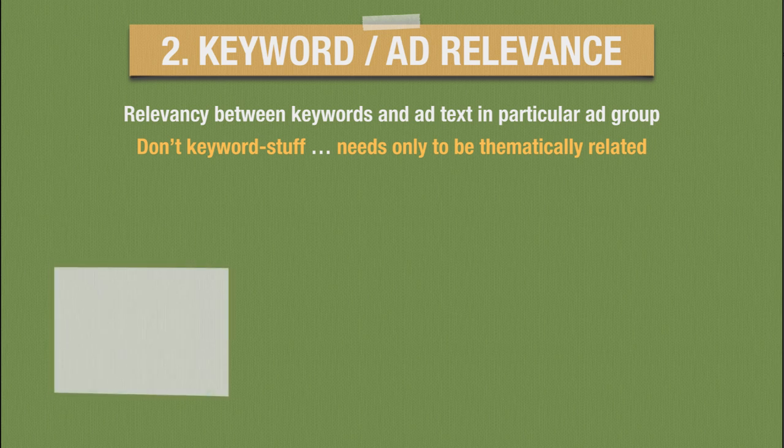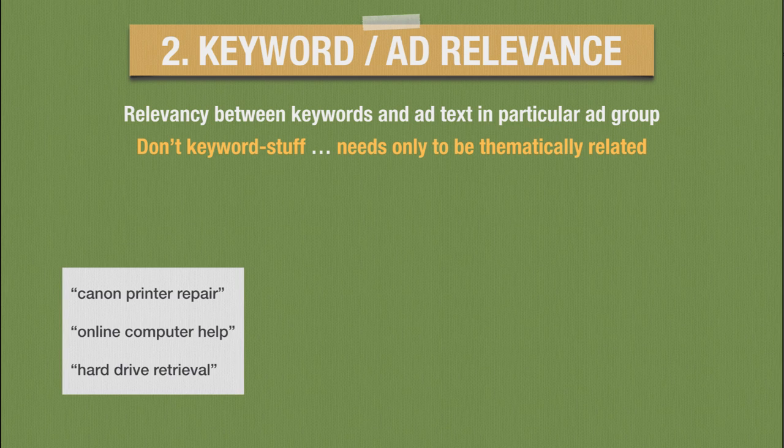For example, if your keywords are Canon printer repair, online computer help, and hard drive retrieval, it's okay to have ad text that talks about online tech support, even though it doesn't necessarily include all your actual keywords. To be safe though, it's always a good practice to try and include the main keywords in your headline or the first description line of the ad.